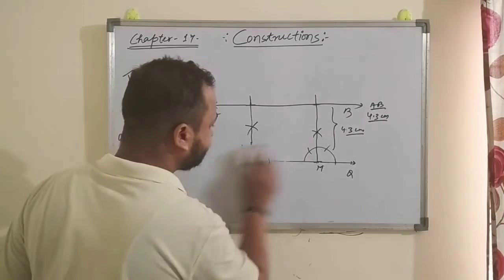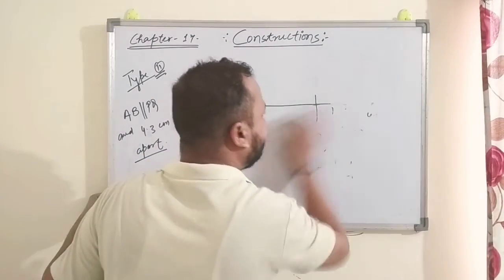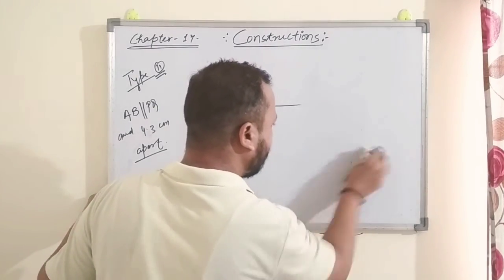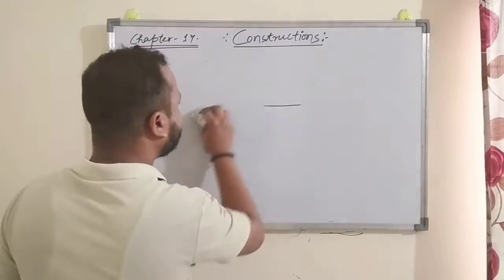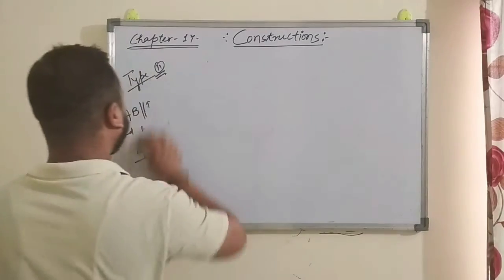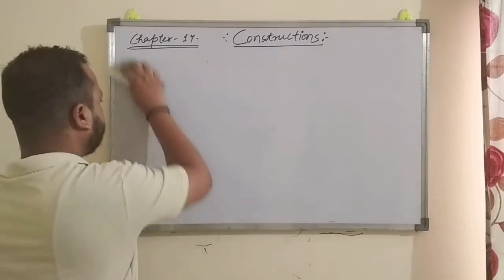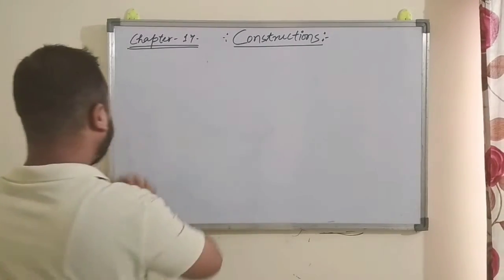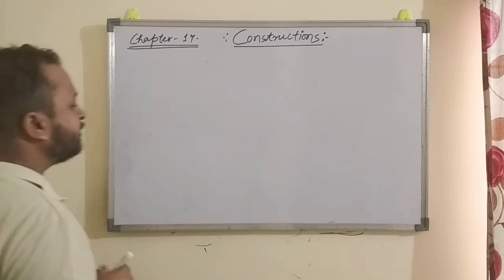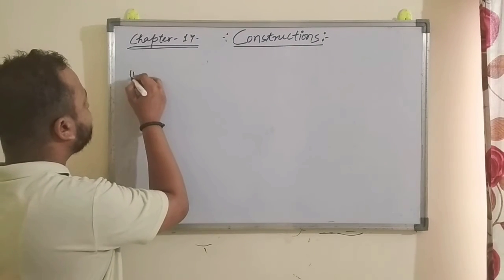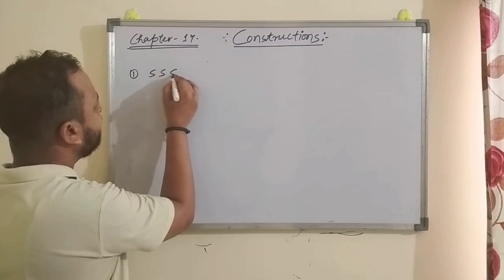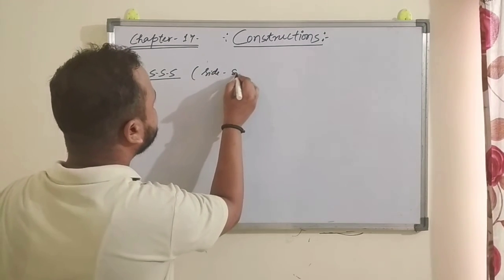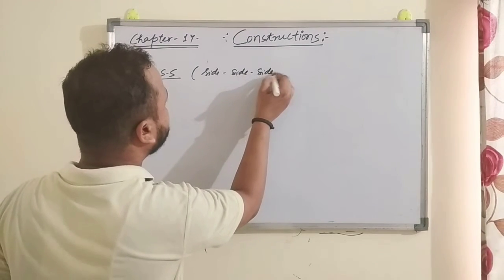So now come to the construction part, where we are going to construct different types of triangles. We have to construct four types of triangles. So first is SSS. SSS means side, side and side.